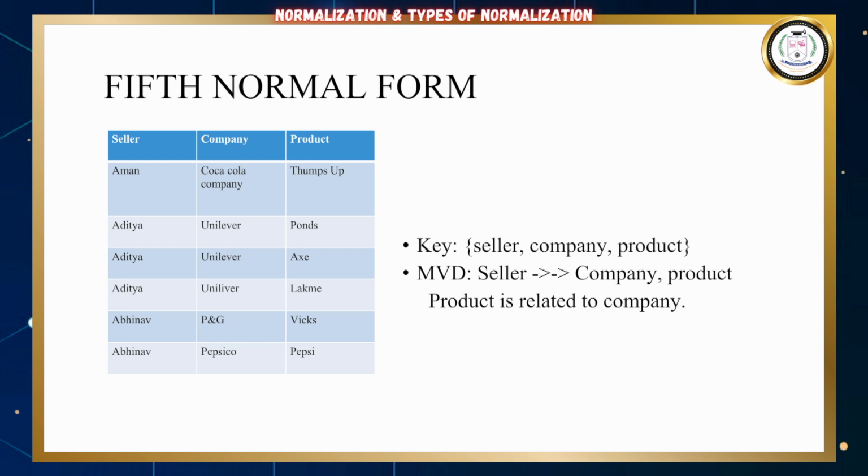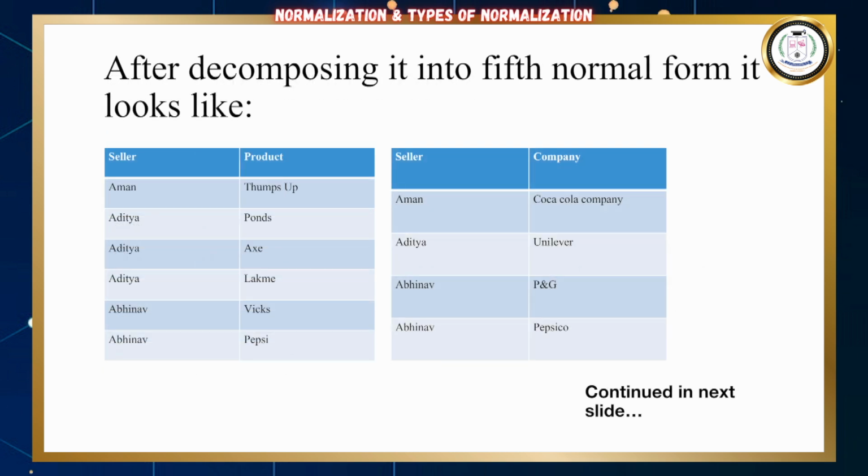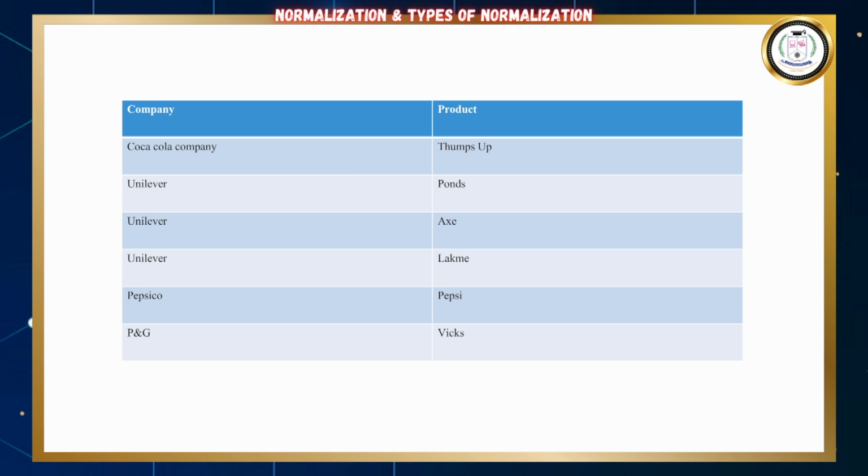For the fifth normalization, here the key is seller, company, product, with MVD on seller. Seller has a dependency: seller depends on company and product, and the product is related to a company. After decomposition into fifth normalization, this output will be produced, and then next, this is the final fifth normalization. After decomposition, your table looks like this.